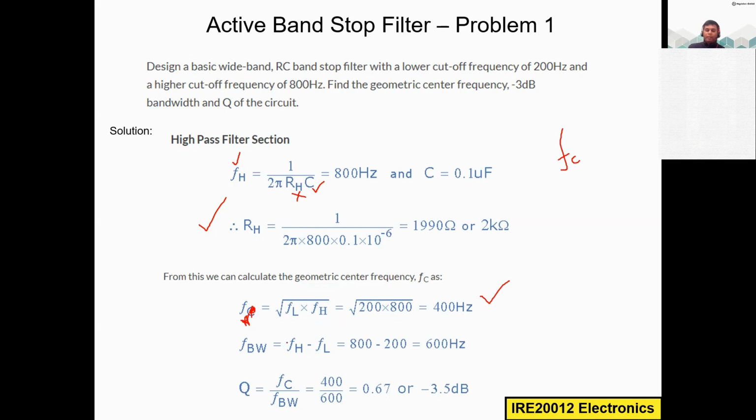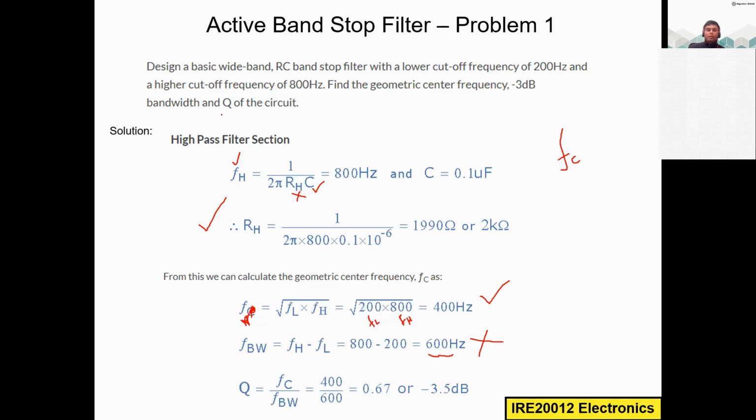Then what is the bandwidth? The difference between the lower cutoff frequency and higher cutoff frequency. So here FH minus FL. That is 800 minus 200, that is 600 hertz. So we reject this 600 hertz and we are passing only 1 to 200 and 800 to 1000. And we are blocking this 600 hertz.